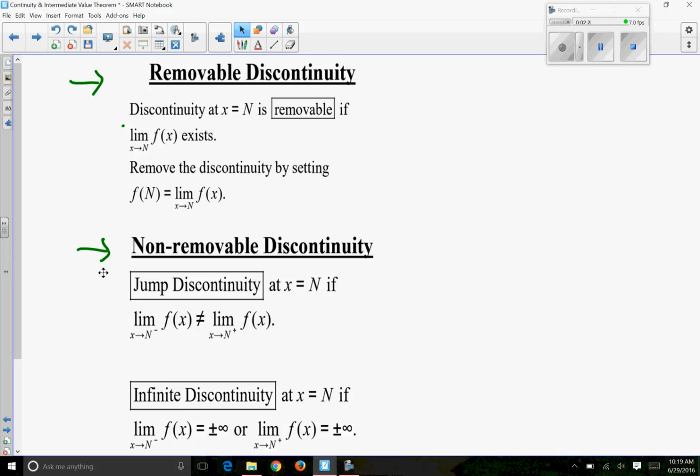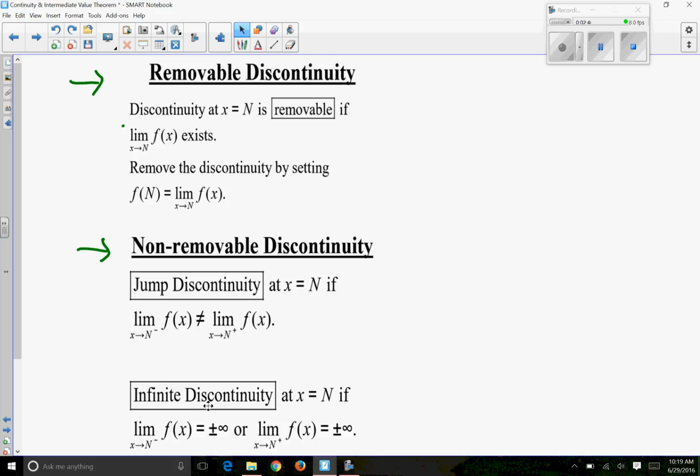There are two types of non-removable discontinuities: jump and infinite. When the limit of f of x as x approaches n from the left and the limit of f of x as x approaches n from the right are not equal, we're going to have what's called jump discontinuity at x equals n.